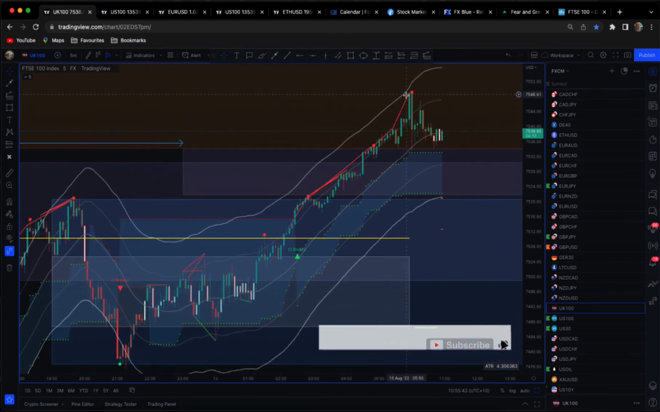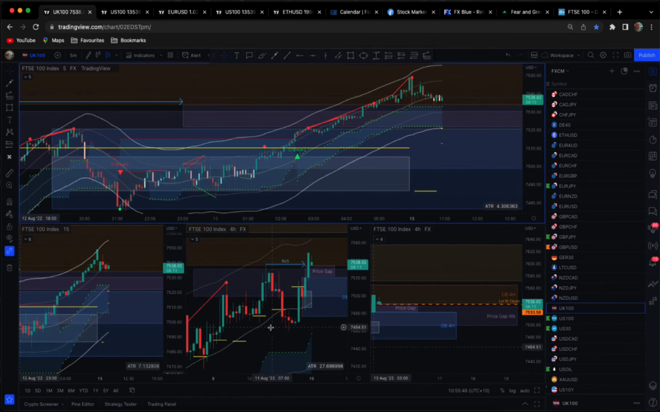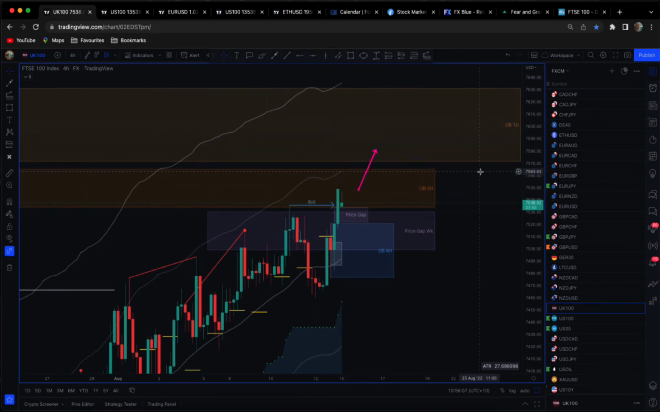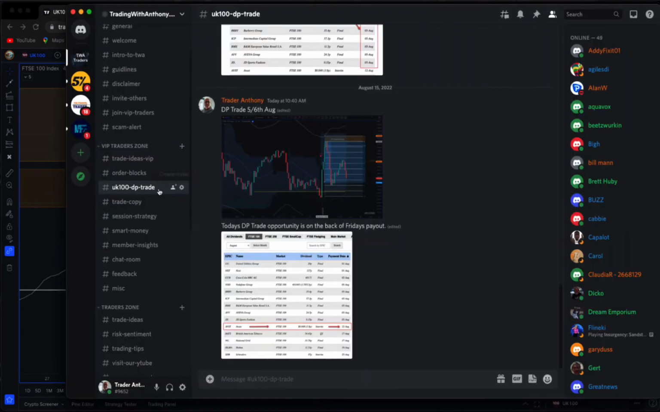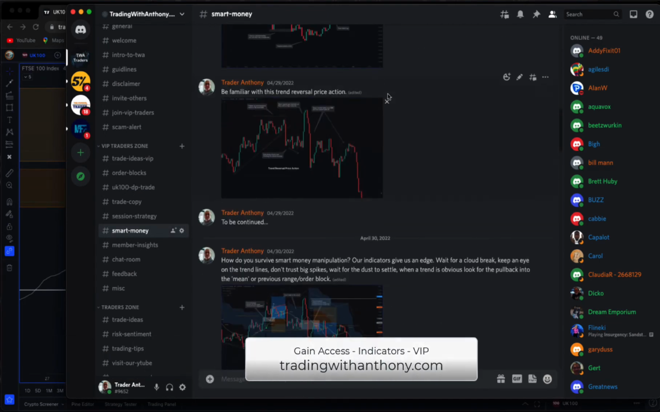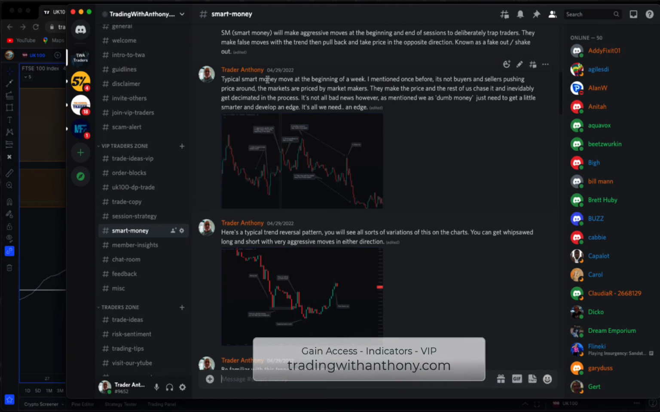When it trades up into another key level now, we've marked up the 4 hour but I'm questioning whether this is where we get the opportunity, or does it push up into this daily order block here. Now just be a little bit careful with Monday. If you go into Discord, go into Smart Money, and if you scroll back, we talk about how Monday is generally worked by Smart Money. Where are we? Moves at the beginning of the week.